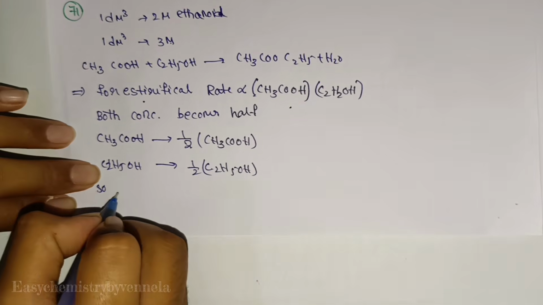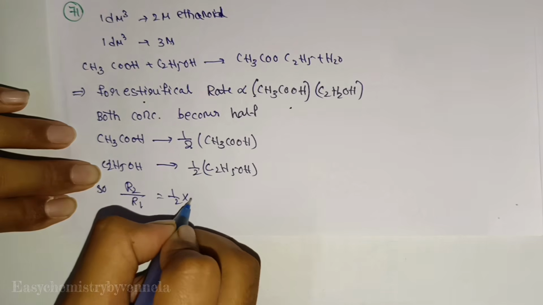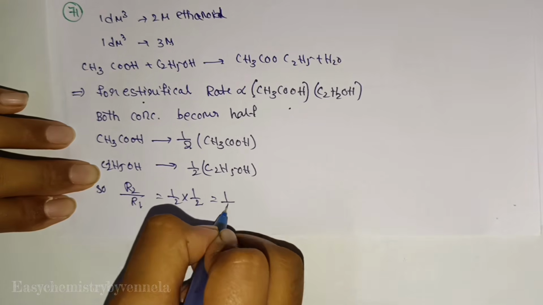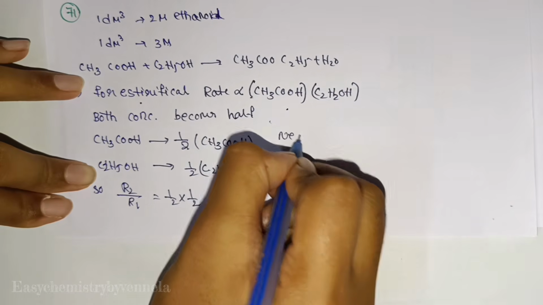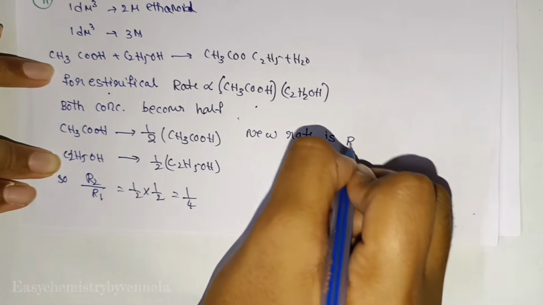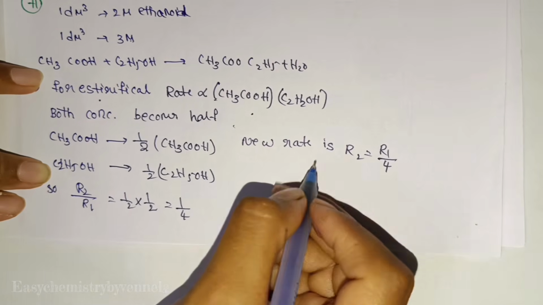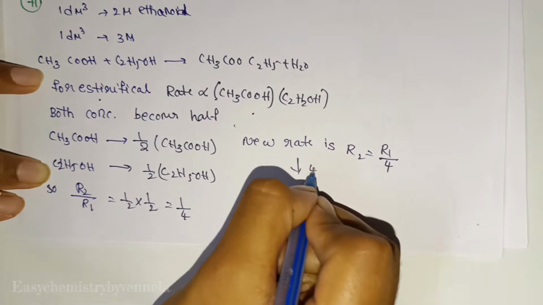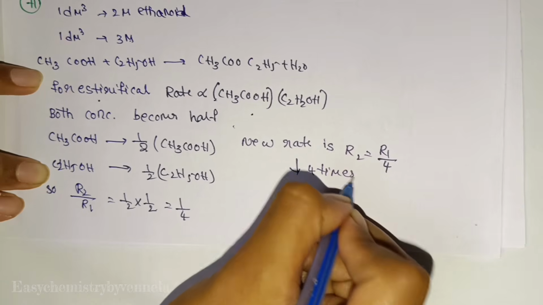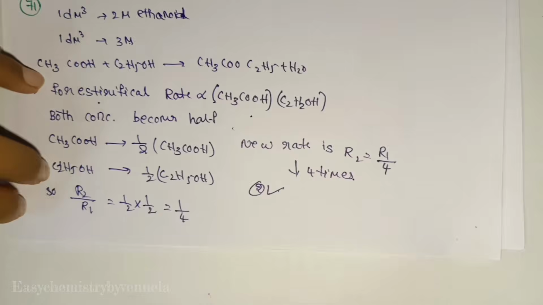So, R2 by R1 is equal to 1 by 2 into 1 by 2, total 1 by 4. So the new rate R2 is equal to R1 by 4. It means the rate has decreased 4 times. So, what is the correct option in this? The second one is the correct one.